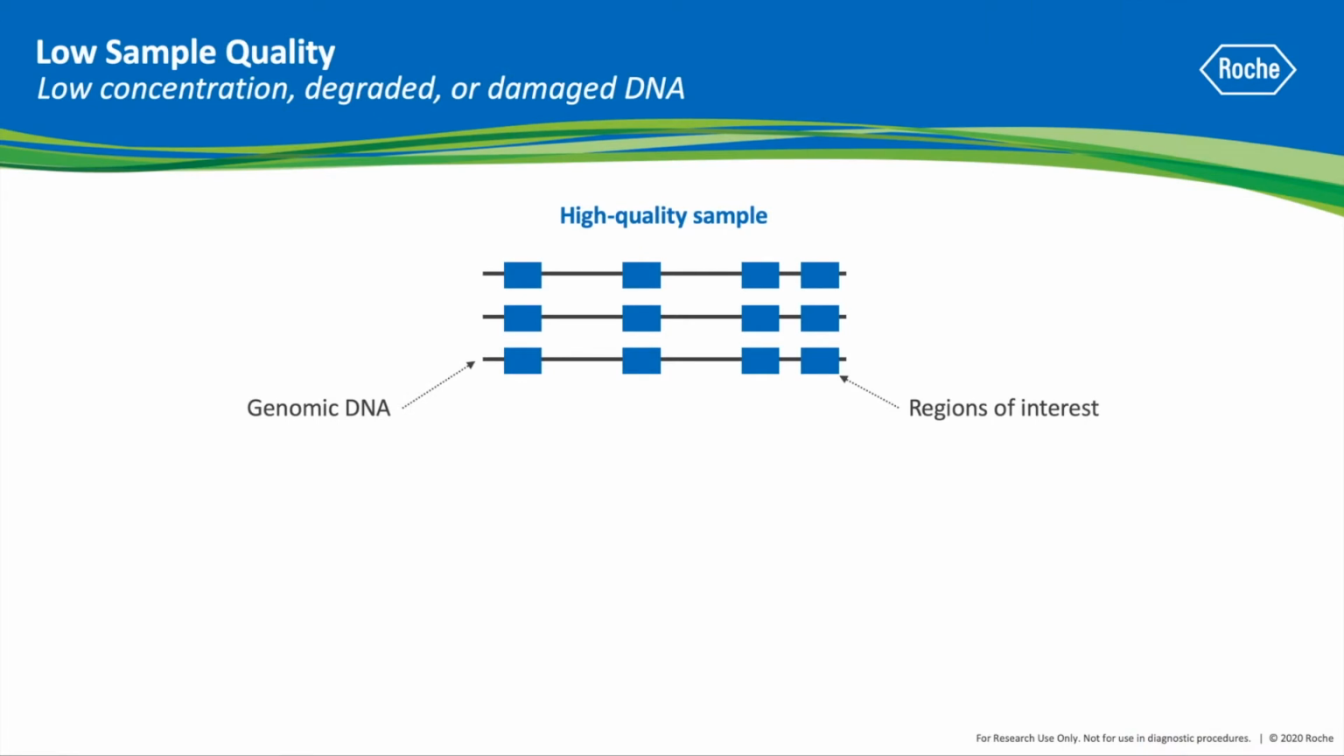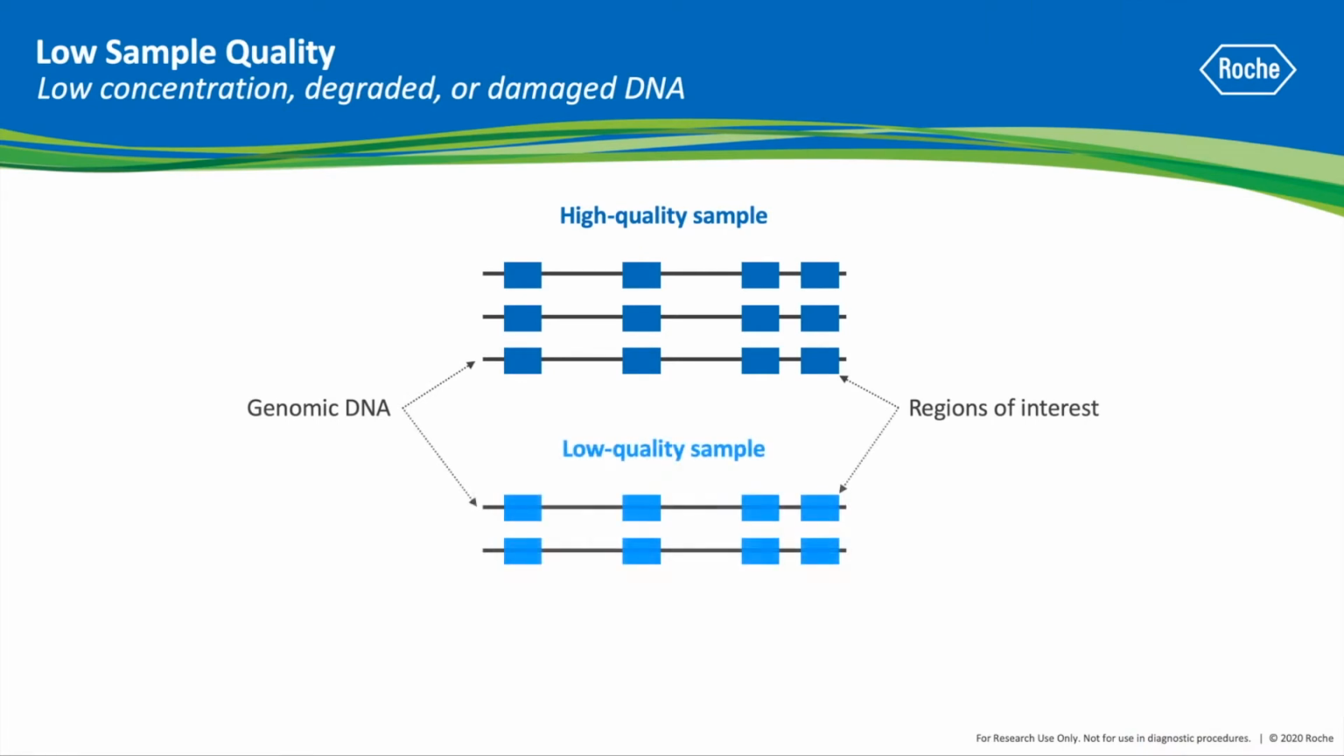When samples are very low in concentration, they are considered low quality. This is often the case for cell-free DNA. When fewer copies of the genome are present in the input DNA sample, the final sequencing library will represent fewer genome equivalents, lowering the overall sample complexity.